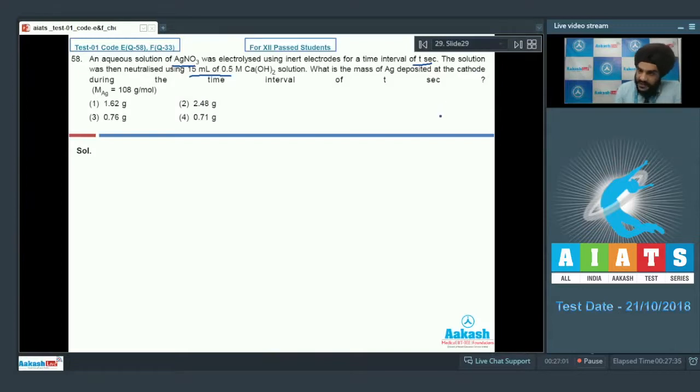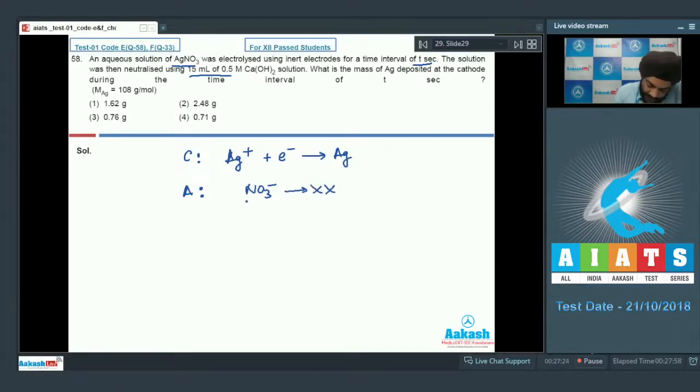So the molar mass of Ag has been given to us. So let us try and figure out the reactions happening at the cathode and at the anode. So at the cathode, Ag plus will consume an electron and convert into Ag solid, whereas at the anode, the oxidation of nitrate ions will not take place.